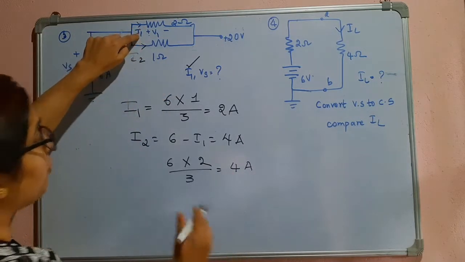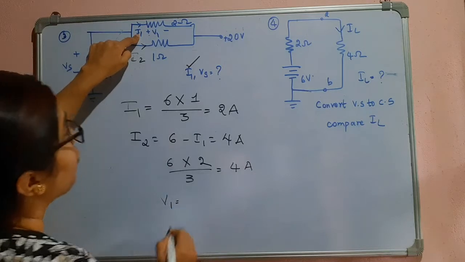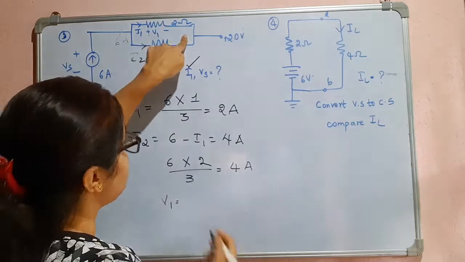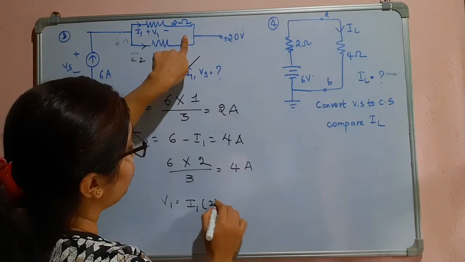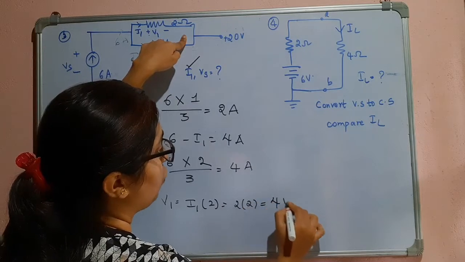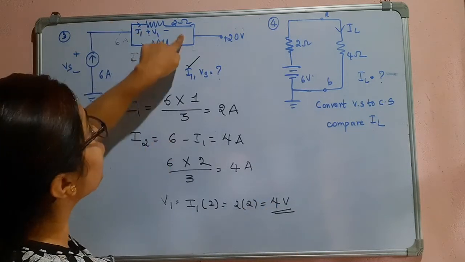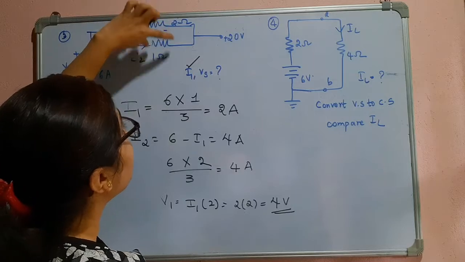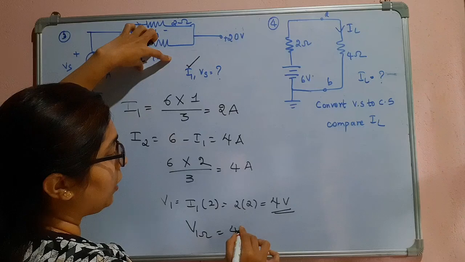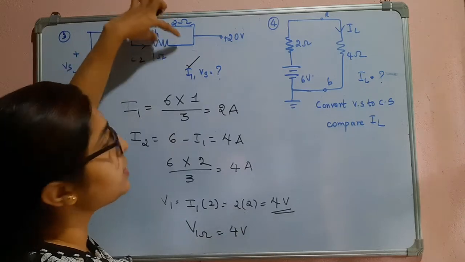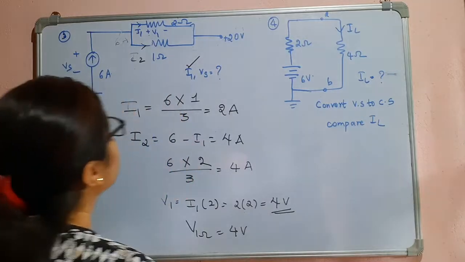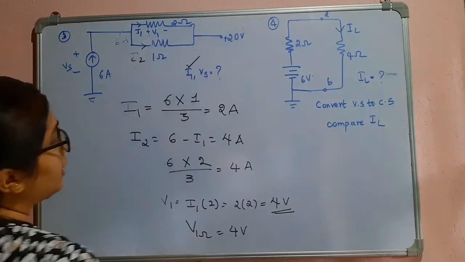So now we can find out V1, right? How? Using Ohm's law. We know I1, we know the resistance value. So I1 into 2. What is I1? It is 2. 2 into 2, that is equal to 4 volts. So V1 is 4 volt. If V1 is 4 volt, what is the voltage across 1 ohm? That will also be equal to 4 volt because these two resistances are in parallel, and in parallel the voltage will be the same.